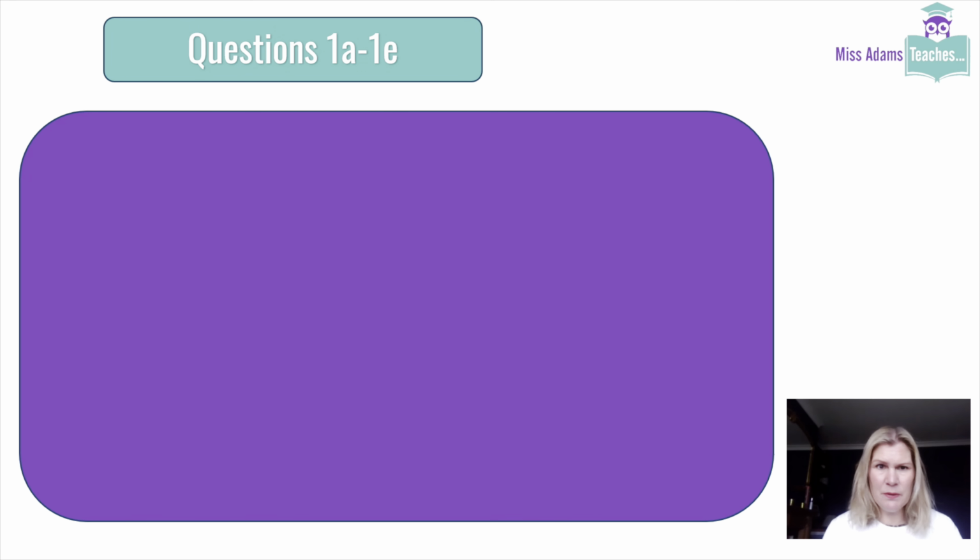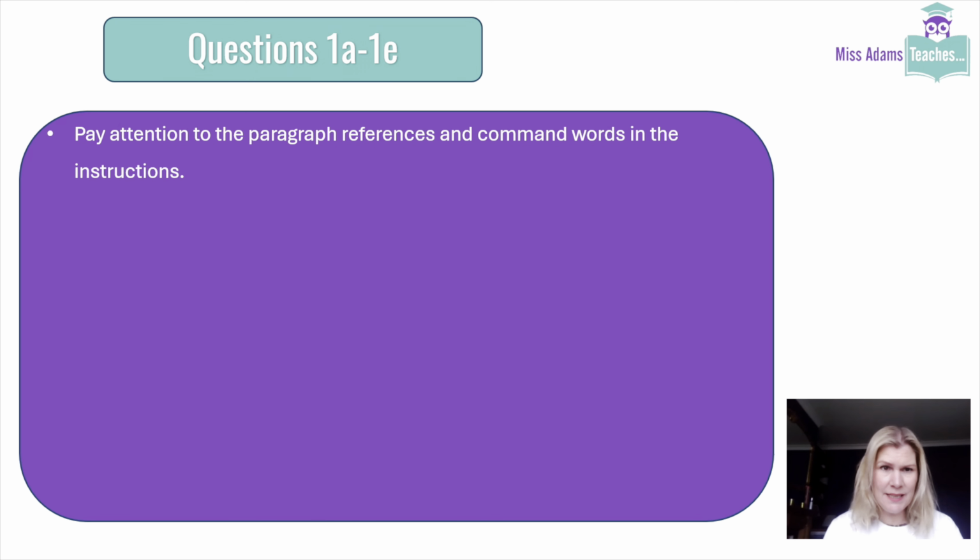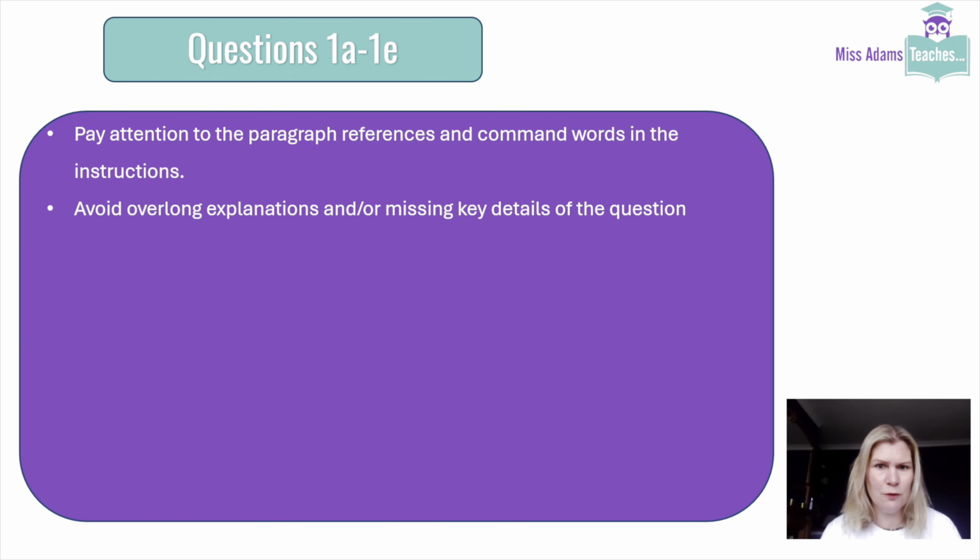Okay, so let's start with question 1A to E. These are our comprehension questions. Now, the most obvious one that the exam board has started off with, make sure that you're writing on the right area, paragraph references. They give you clear indicators of where you're going to find those answers, and they are chronological as you go through the questions. Make sure that you read the command words of the question and read thoroughly, because sometimes it's very easy to misunderstand exactly what type of detail they're asking you to look for.